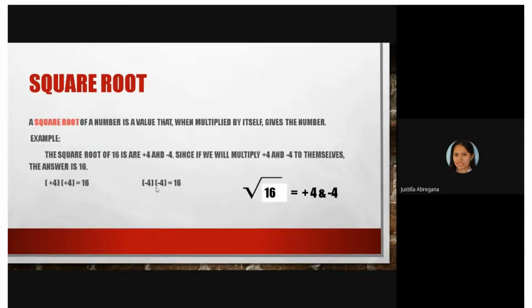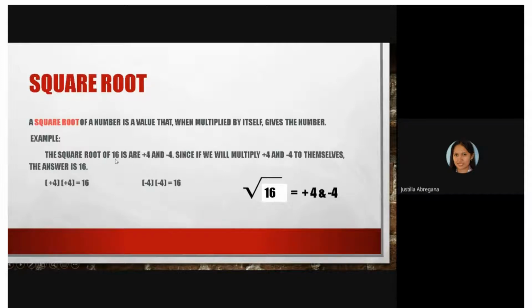Okay, so we have here the square root. What is a square root? A square root of a number is a value that, when multiplied by itself, gives the number. For example, we have the square root of 16. This is read as square root of 16. Our radicand here is 16, and there's no written index, so it is understood that there's a 2 here.